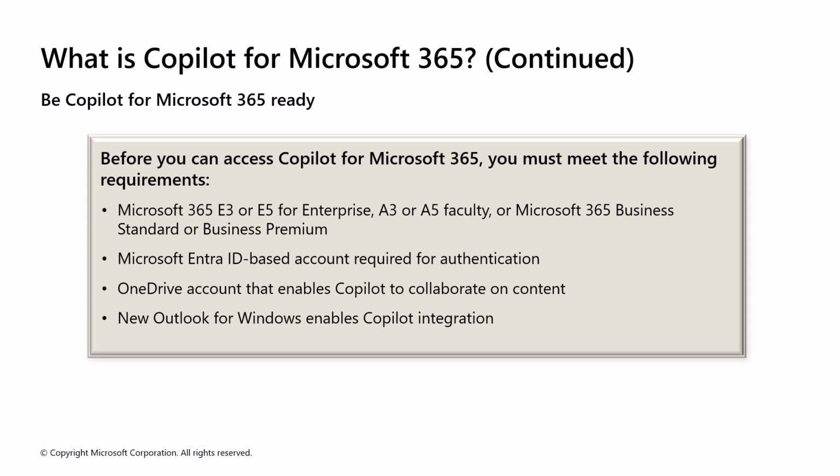So with Microsoft 365 Copilot, or Copilot for Microsoft 365, you cannot use it with your personal accounts like Gmail, Outlook.com or Ultimate.com, right? You can only use it with a work or school account that has your school domain. Another thing you must consider is that you must have a OneDrive account that enables collaboration, because Copilot needs to work on content with you.